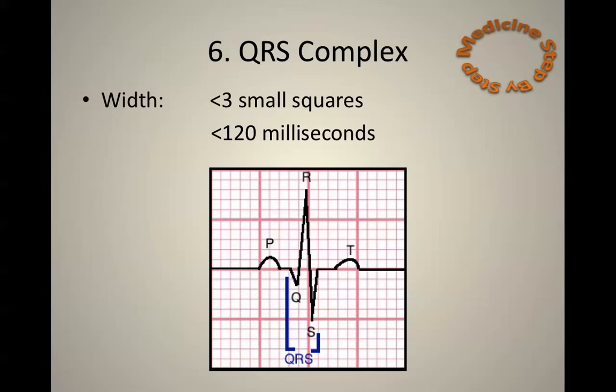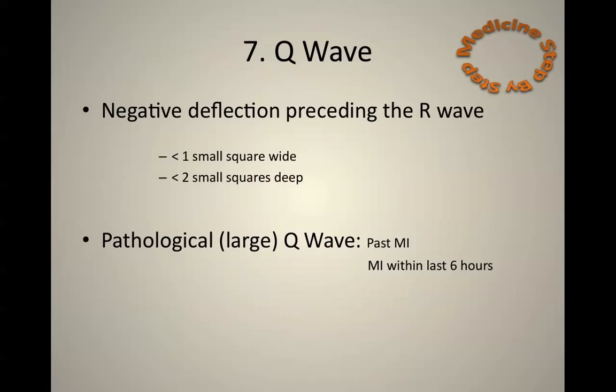Then I look at the QRS complex, which should be less than 3 small squares in width. A widened, broad QRS complex is pathological. Having looked at the QRS complex as a whole, now we start to look at the individual components of the complex, starting with the Q wave.